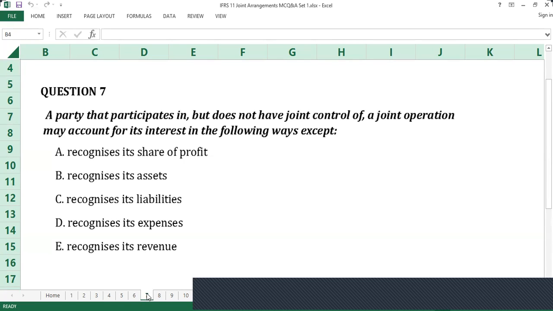Question number 7. A party that participates in but does not have joint control of a joint operation may account for its interest in the following ways except dash. A, recognizing its share of profits. B, recognizing its assets. C, recognizing its liabilities. D, recognizing its expenses. E, recognizing its revenue. Time counts.